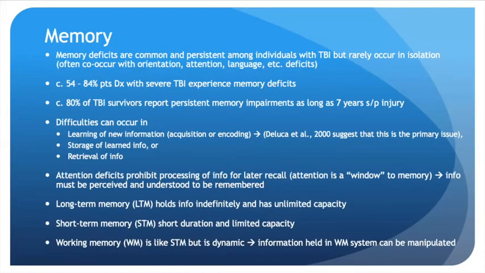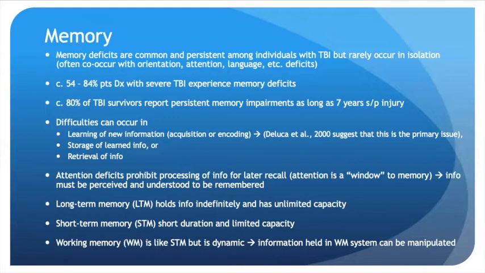So memory deficits are also common and persistent among individuals with TBI, but they typically co-occur with other deficits, so deficits of orientation, attention, language, etc. Approximately 54 to 84% of patients diagnosed with severe TBI experience memory deficits, so a very high percentage. And then approximately 80% of TBI survivors report persistent memory impairments as long as 7 years status post-injury.